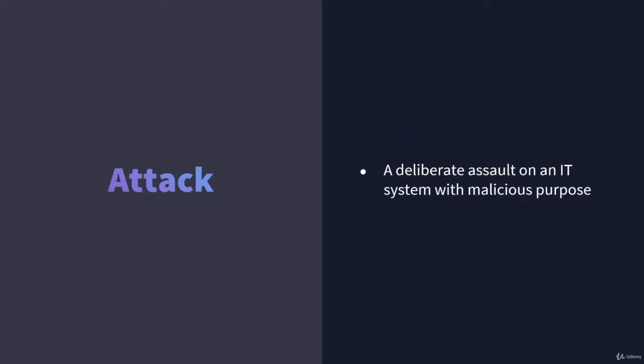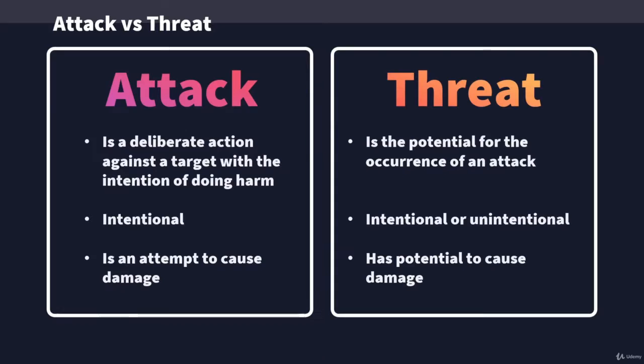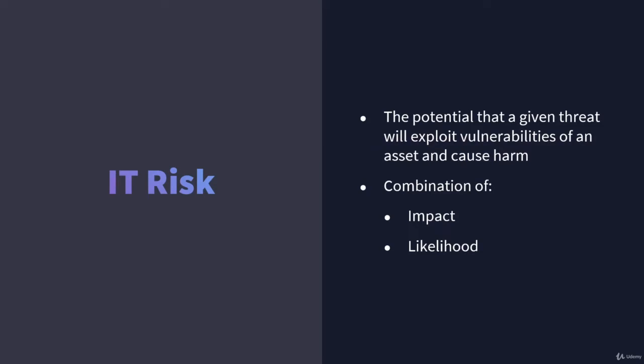Another term commonly used is attack. An attack is a deliberate assault on an IT system with malicious purpose. You might see some similarities between a threat and an attack, so let's compare them. An attack is a deliberate action against a target with the intention of doing harm, while a threat is the potential for the occurrence of an attack. Since an attack is a deliberate action, it's always intentional, while a threat can be intentional or unintentional. Last but not least, an attack is an attempt to cause damage, while a threat has the potential to cause damage.